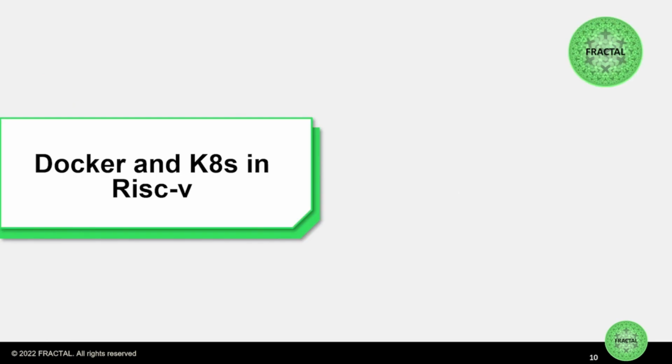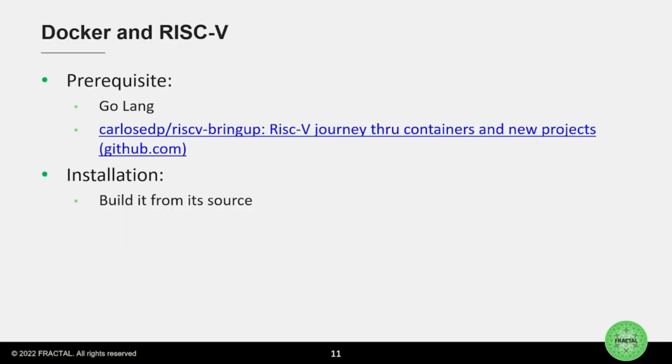Let's see how we can make Docker and Kubernetes work on a RISC-V machine. The prerequisite for the Docker service on RISC-V is Golang. Carlos Eduardo has already built Go for RISC-V. You can find the link here and access the repo and build it from the source.